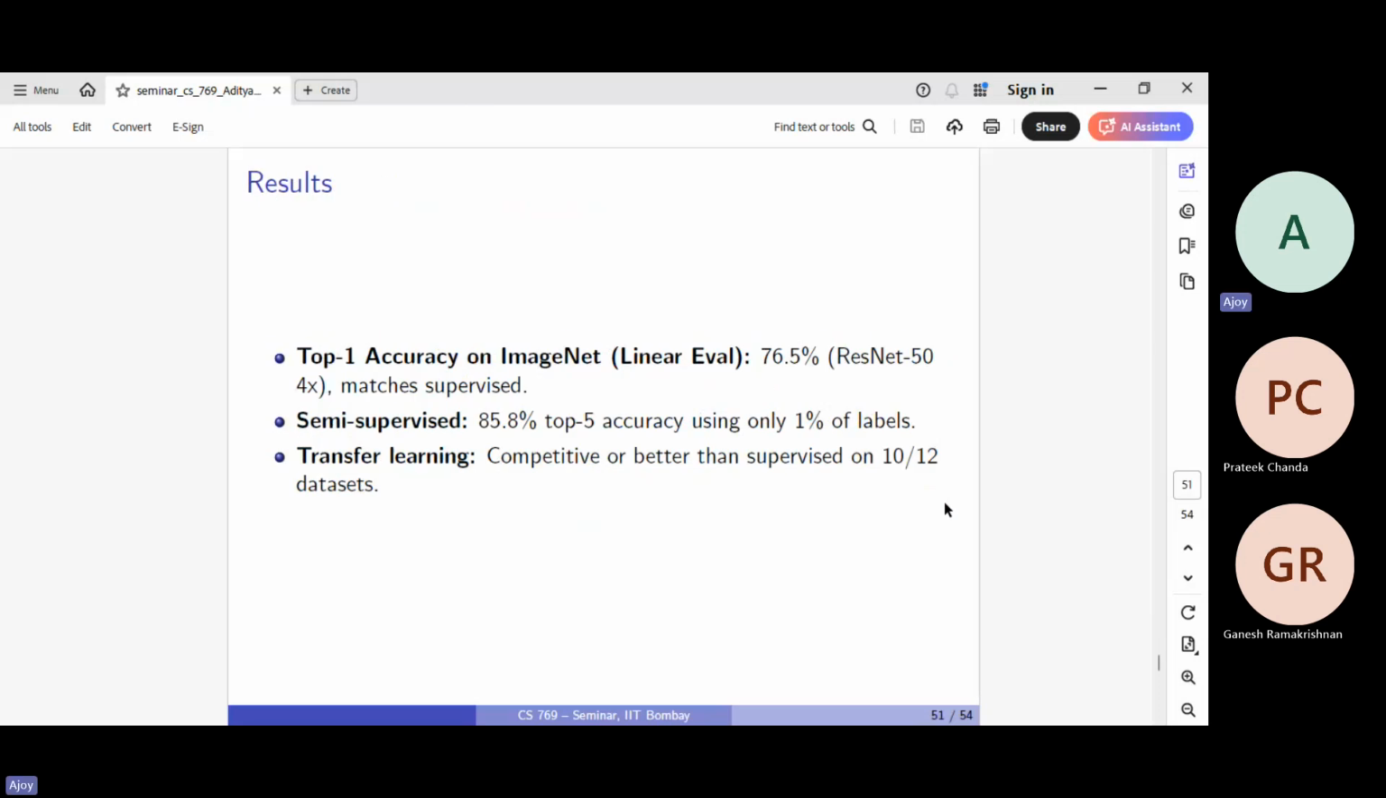So these are the results of the paper. Top one accuracy on ImageNet, they got 76.5% with ResNet architecture, and with top five they got 85.8%, which was fine tuned on only 1% of the labels.